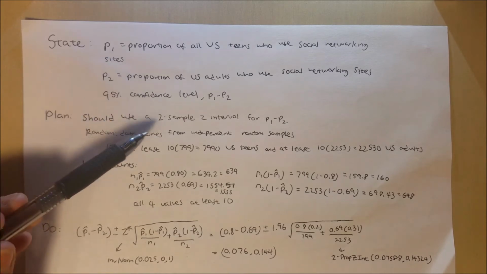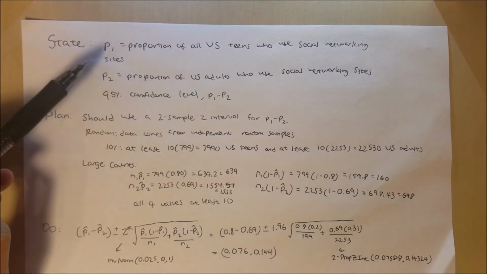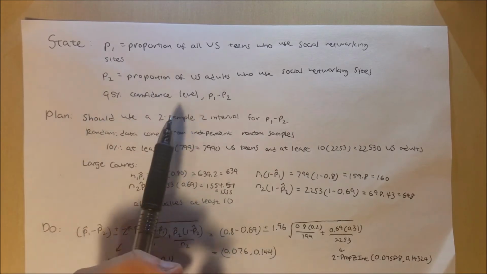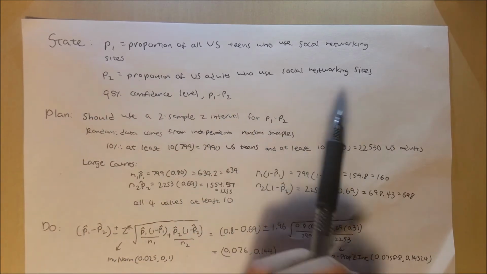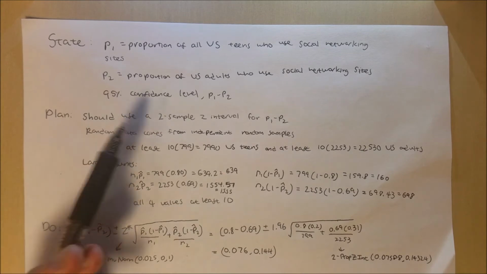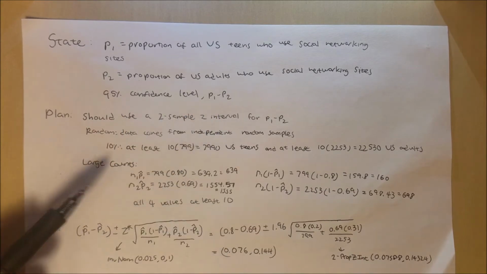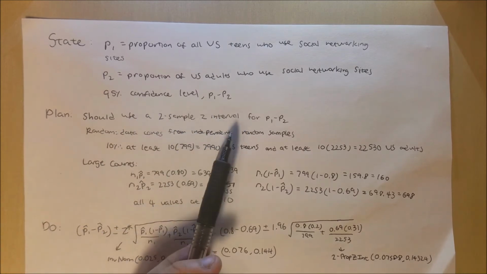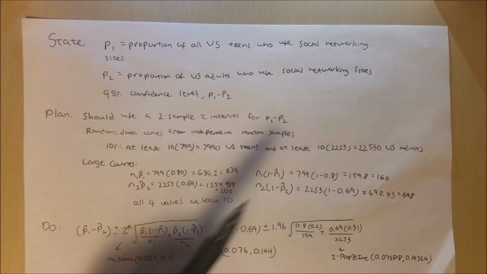So for state, we want to state the parameters. So P1 is a proportion of all US teens who use social networking sites. P2 is a proportion of all US adults who use social networking sites, and we are solving a 95% confidence level. So for plan, we should use a 2-sample z interval for the difference between 2 proportions if the conditions are met.